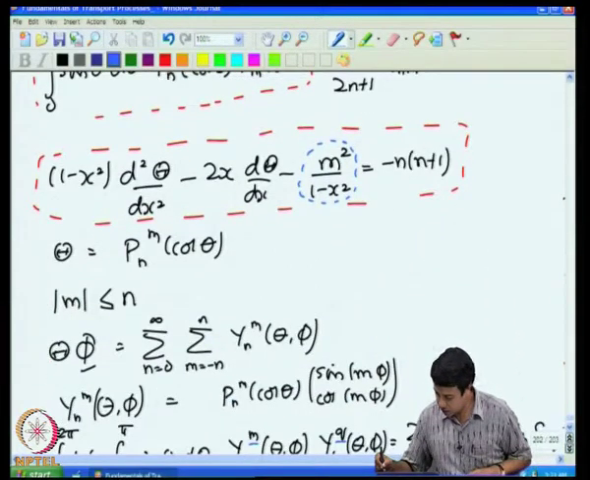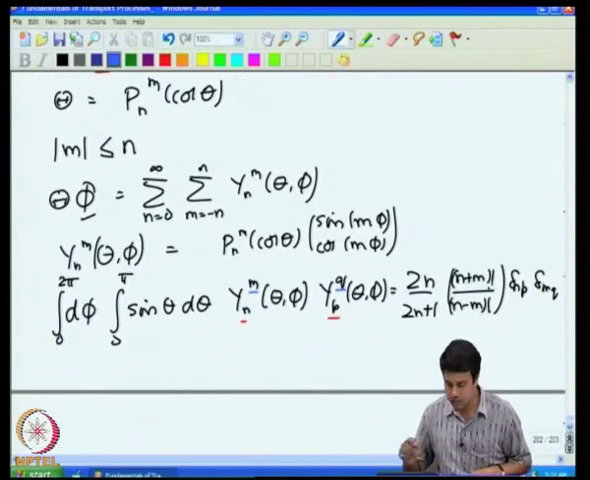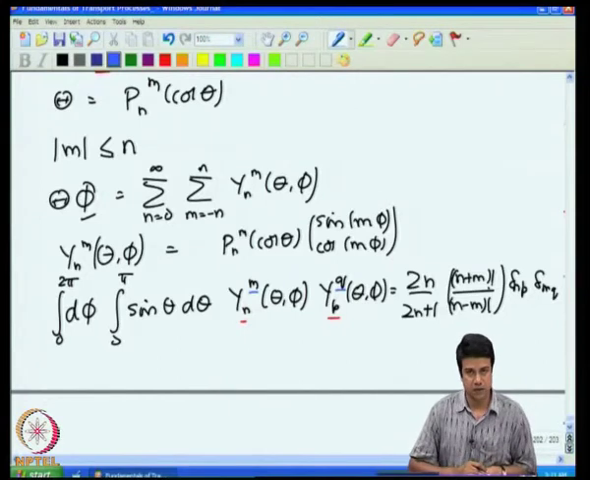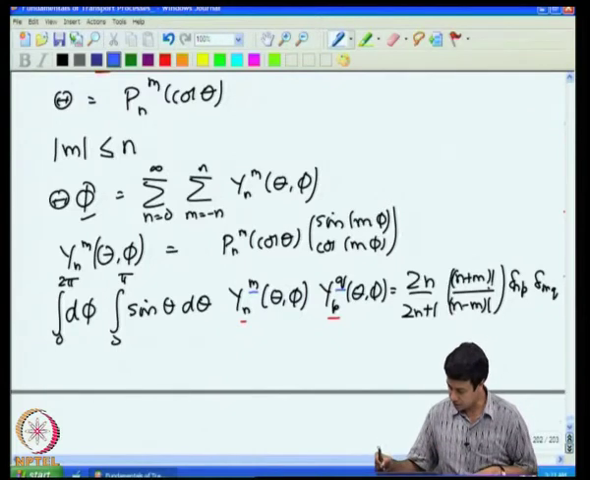And I told you that the Legendre polynomials along with sine and cosine of m phi can be put together to give you spherical harmonics. P n m of cos theta times cos and sin of m phi gives you a spherical harmonic expansion, which also satisfies the orthogonality relation.